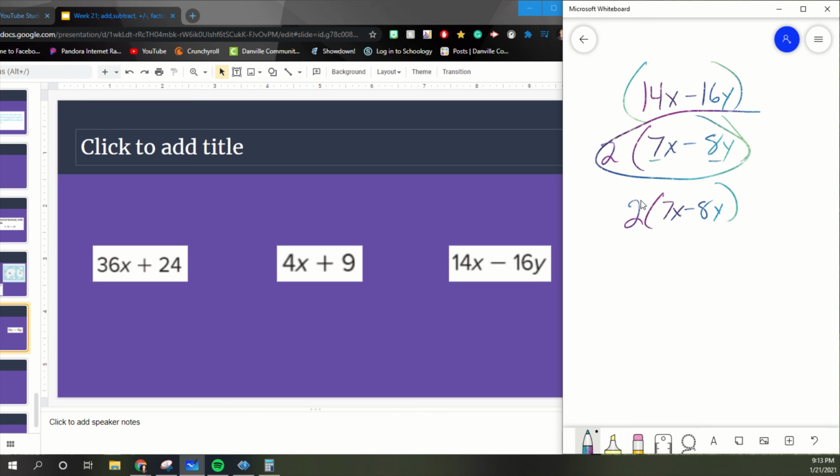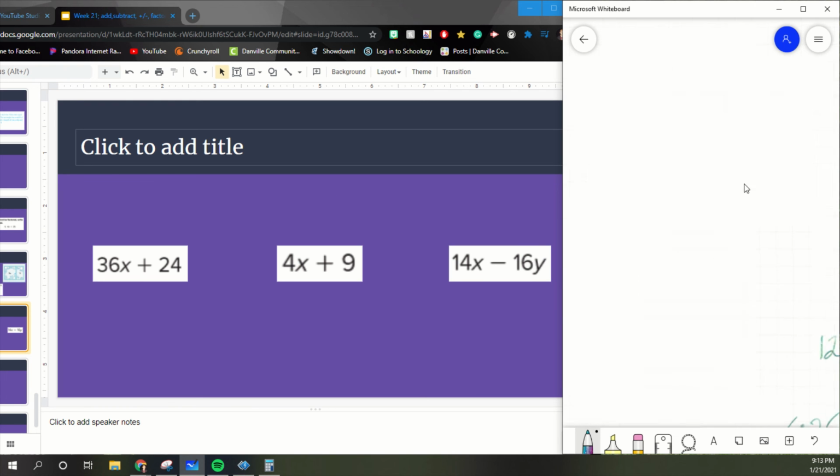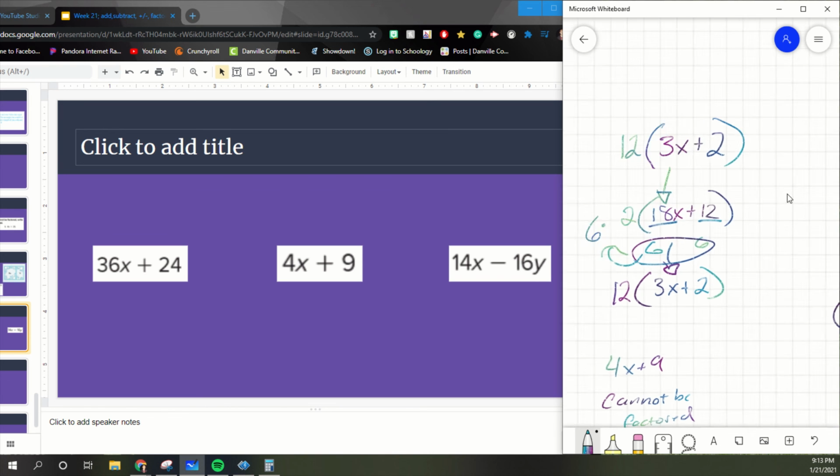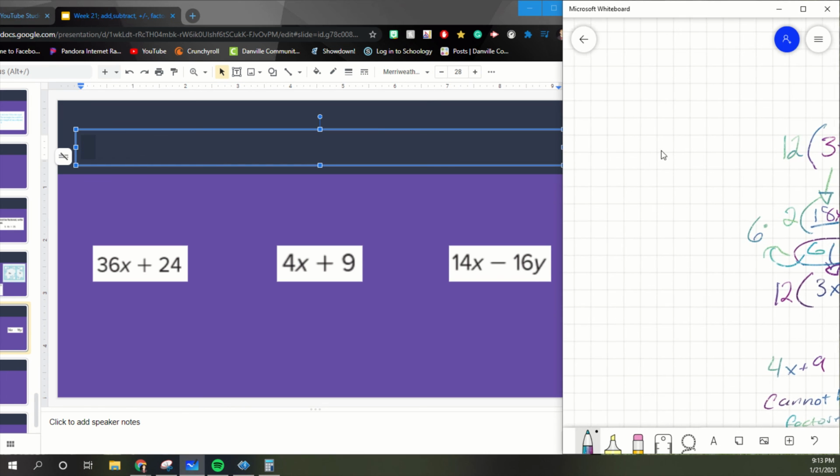And I can double check that by distributing out and making sure I get what I started with. So that's why it's important to fully factor. That's why I mentioned doing it in steps here. Because if you got 2 times 18x plus 12, that is a factored form, but it's not the simplest factored form. So please keep that in mind when you're solving these problems.